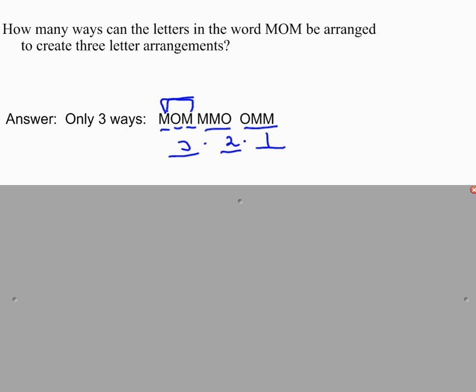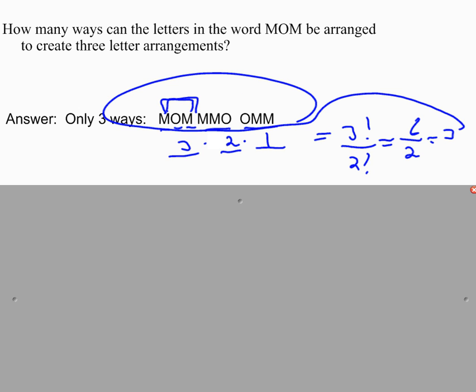But one of those letters is repeated twice. So I'm going to take this, which is equal to 3 factorial, and I'm going to divide it by that letter that's repeated twice, 2 factorial. Well, 3 factorial is 6. 2 factorial is 2. That's equal to 3, which is what I said it would be to begin with.